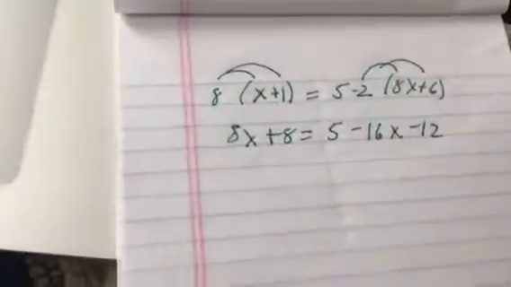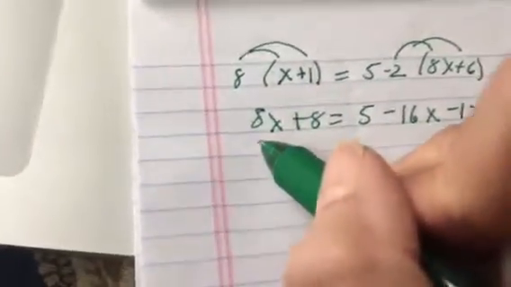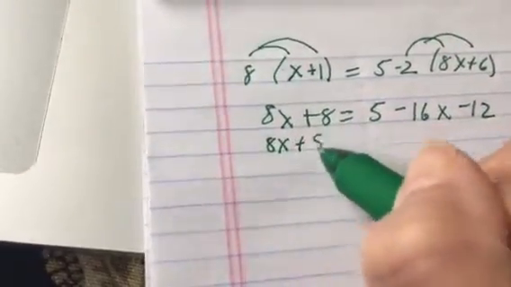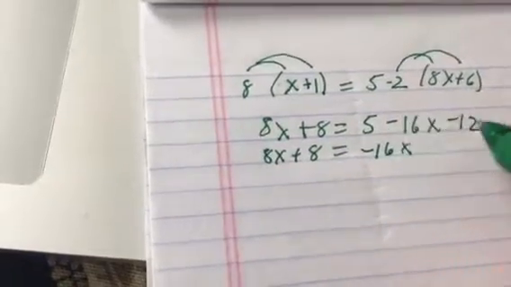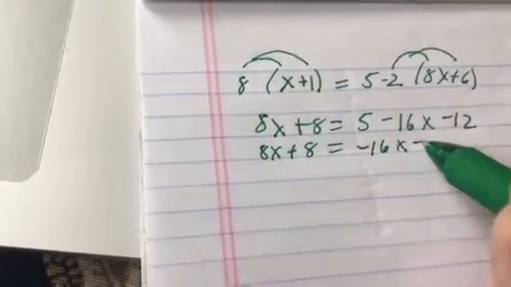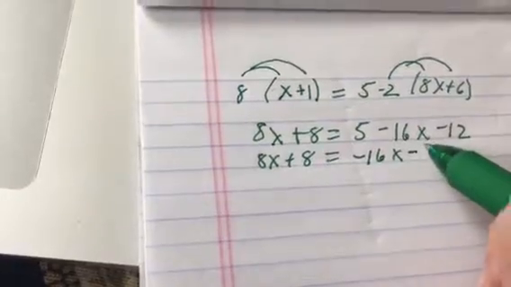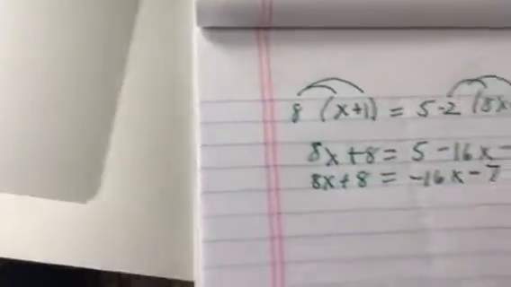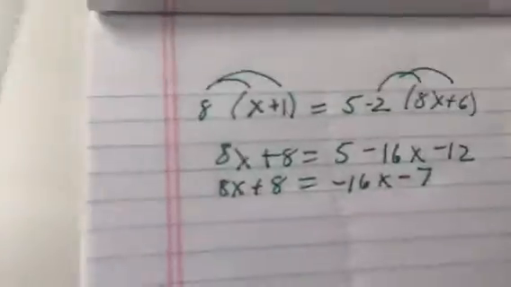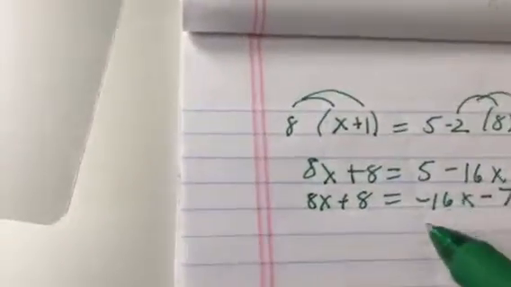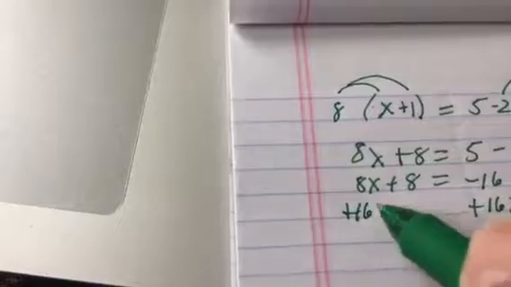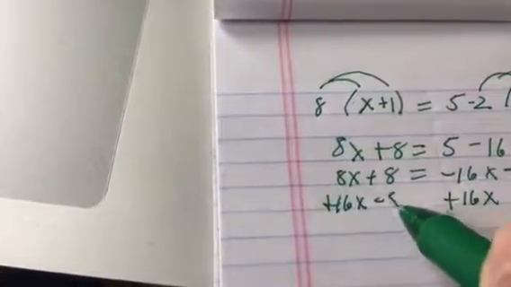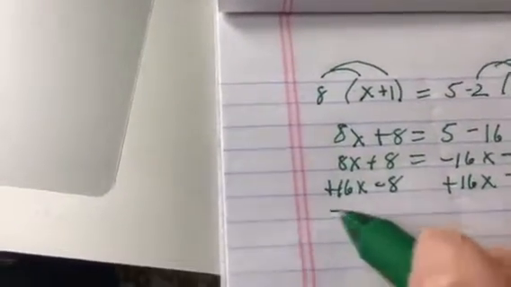Now I'm going to combine like terms. This is my next one. So I have 8x plus 8 equals -16x. Then take 5 from 12, so I have -7. Okay, now I want x's on the left and numbers on the right. So I'm going to add a 16x underneath here. And I'll move my number over, so I'm going to do -8 on this side.